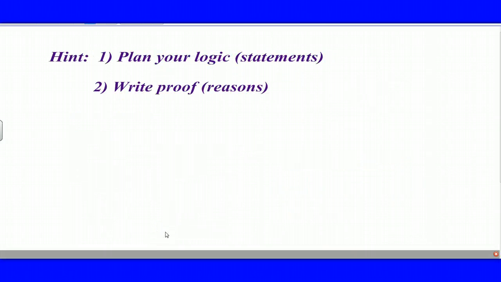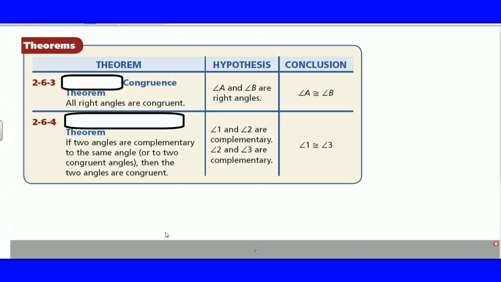Oh, here's a hint. One thing you can do is plan your logic statements straight out and then write your proof. You can either do them as you go, or you can write the statements first and then your reasoning second. Here are two theorems that you might need to use in proving these statements today. The first is all right angles are congruent. So if angle A and angle B are right angles, they are congruent. So we would call this the right angle congruence theorem.